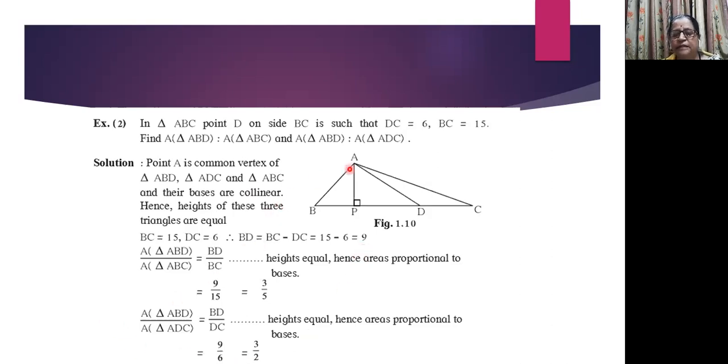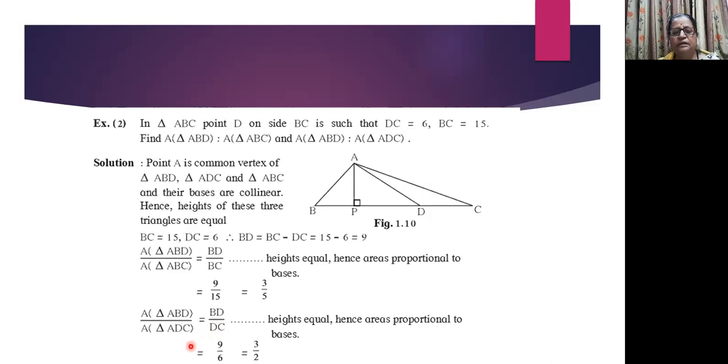Therefore, their height is the same. Both the triangles have the same height. Therefore, the area proportion is with the help of their base. Therefore, area of triangle ABD divided by area of triangle ABC is equal to BD divided by BC. That is, the value of BD is 9 and the value of BC is 15, so we get 3 is to 5.